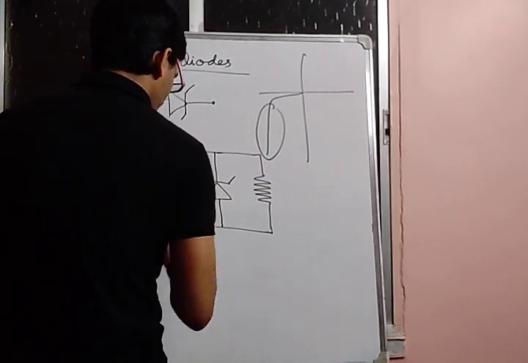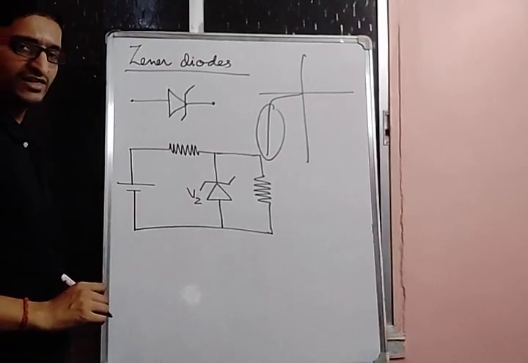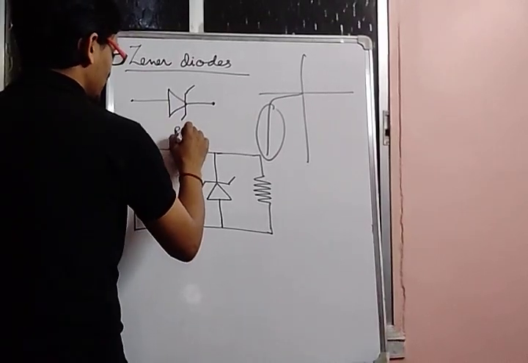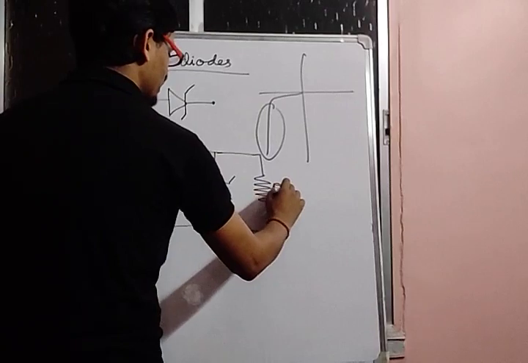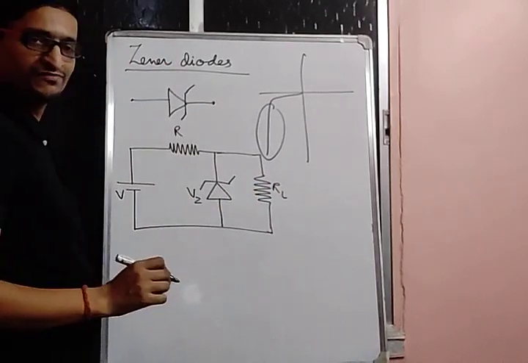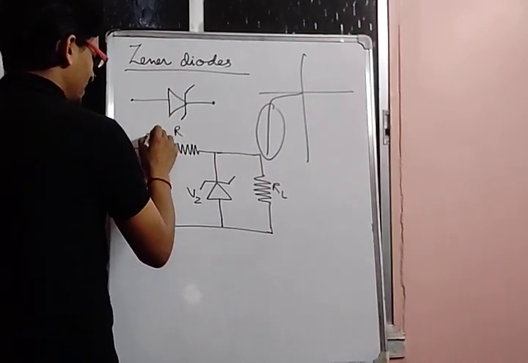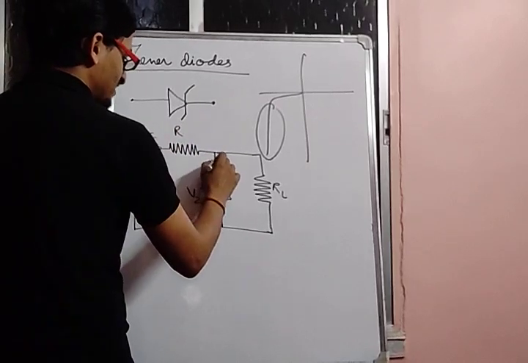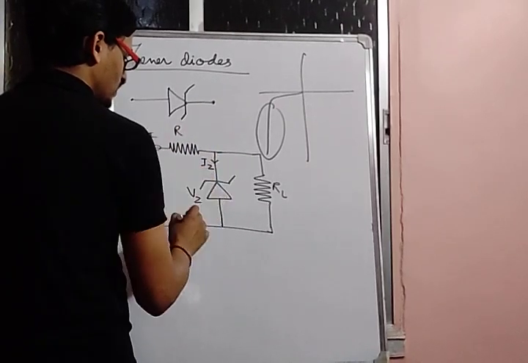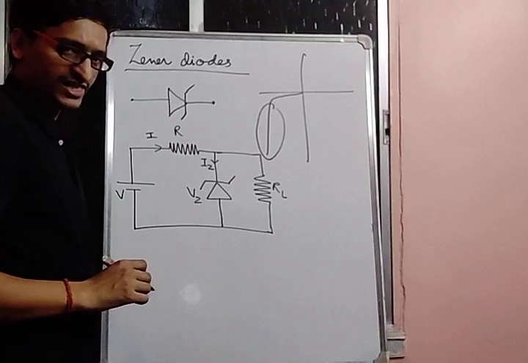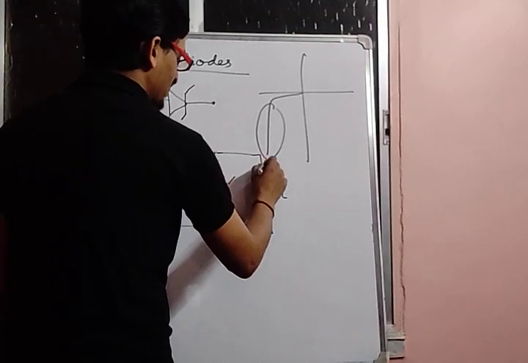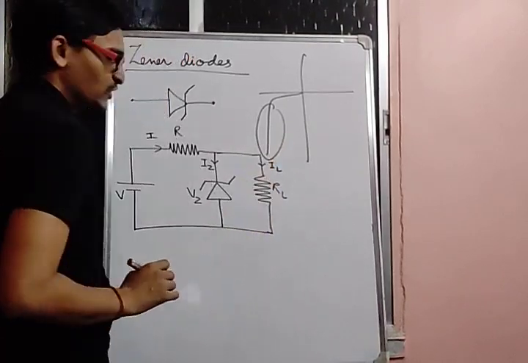Suppose the voltage across the diode is Vz, this is the resistance R, this is the load resistance RL, and this is the applied voltage V. A current I is flowing through the circuit, and this current I gets split into two parts. The first is the current through the diode, and the second is the current through the load.